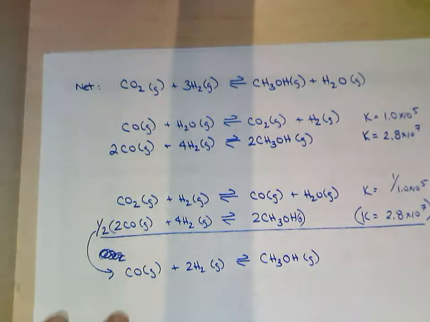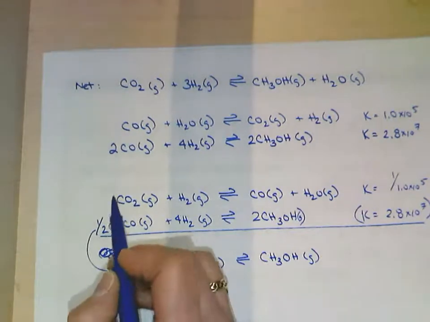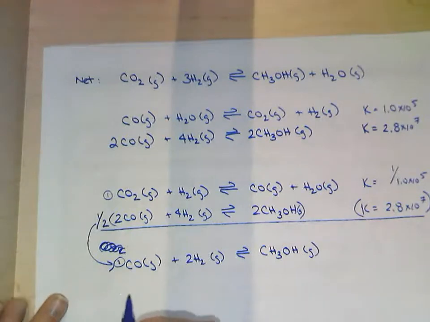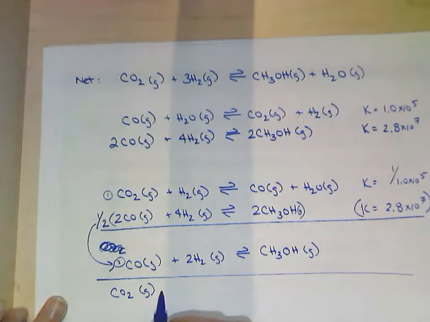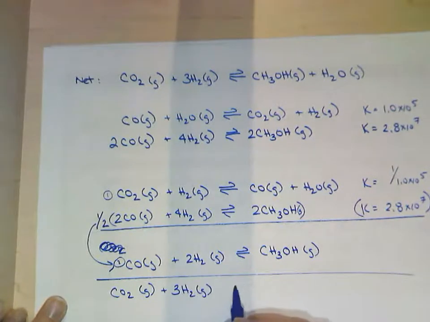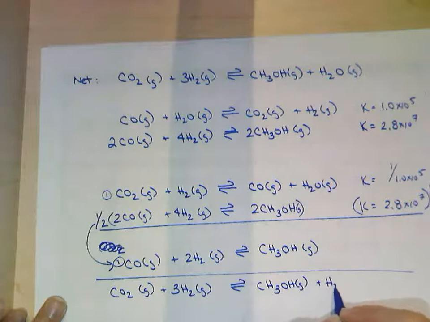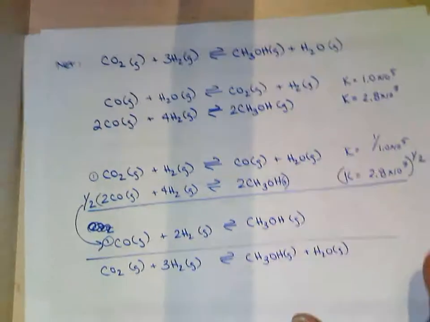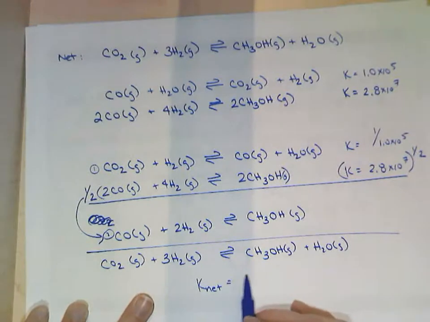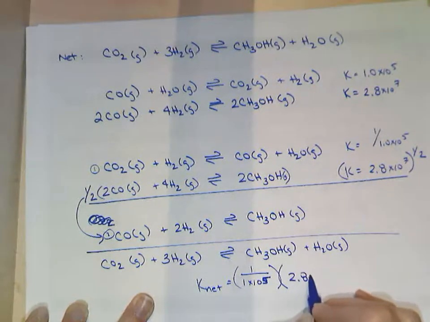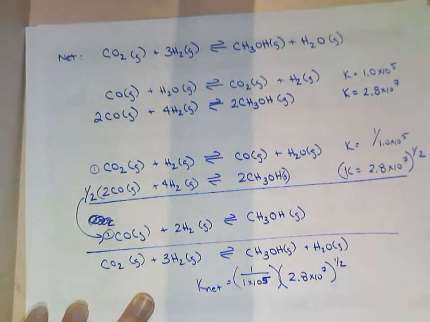So my new net equation using this equation and that equation works out much better. Now I have carbon dioxide and 3 hydrogen gases make 1 methanol and 1 water. So my K net is equal to 1 over 1 times 10 to the negative 5th, or positive 5th, times 2.8 times 10 to the 7th, to 1/2 power, which would be the same as square rooting.